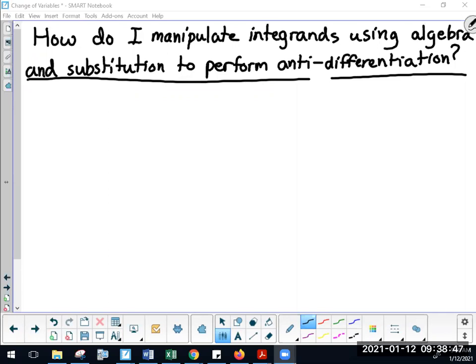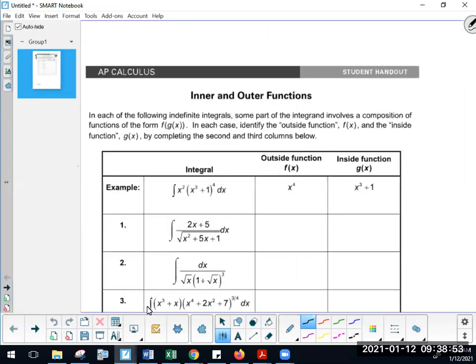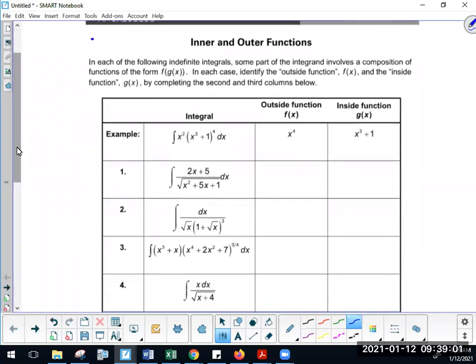So for practice, you looked at something about inside and outside functions. Now, I will tell you, I'm not the biggest fan of thinking about things in terms of inside and outside functions because I don't think that's particularly helpful for figuring out how substitution works. Instead, usually the way I think it's helpful to think about it is not an outside function and an inside function.